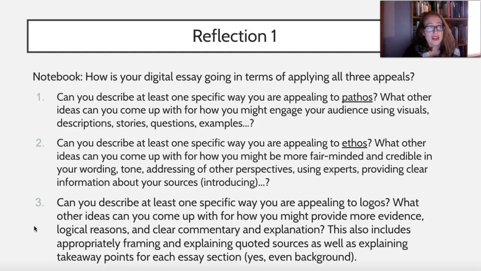You shouldn't have statistics or studies or quotes from experts where you haven't explained why it's there, where you haven't explained who this expert is, you haven't explained what the point of this information is, how you want us to read it, what we're supposed to take away from it. You never just want to have quotes that, as we talked about before, just sort of happen in your paper and there's no introduction, there's no explanation, there's no commentary with them.